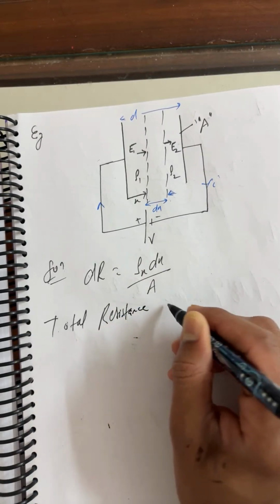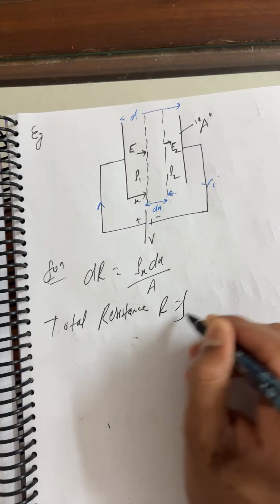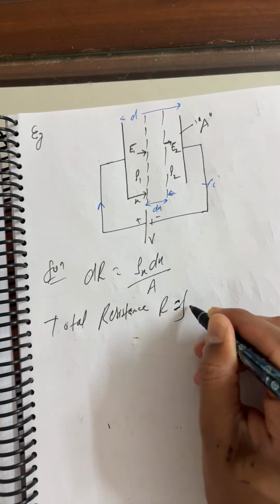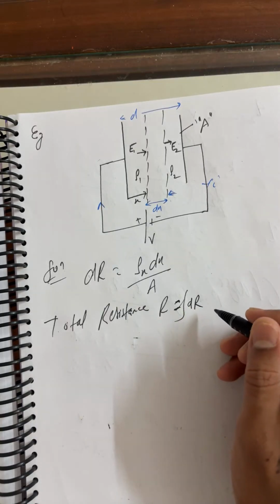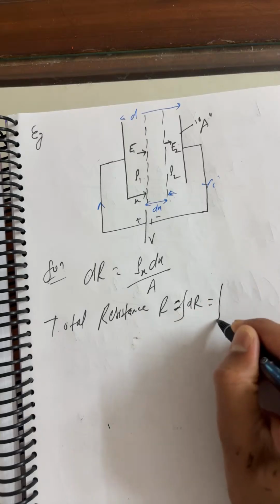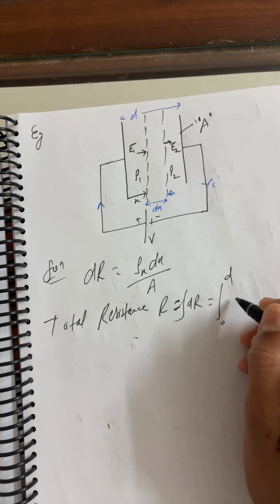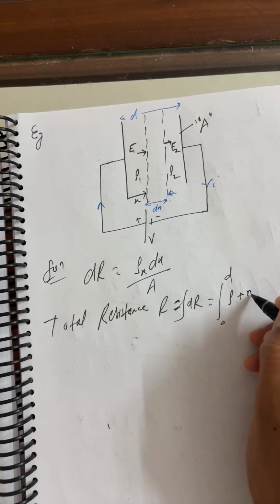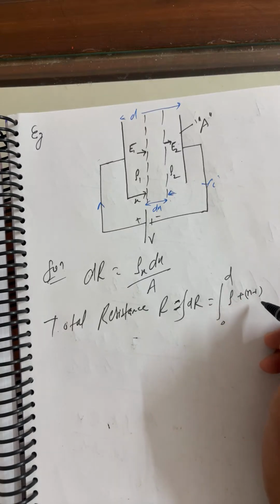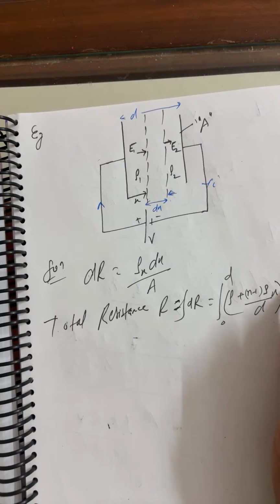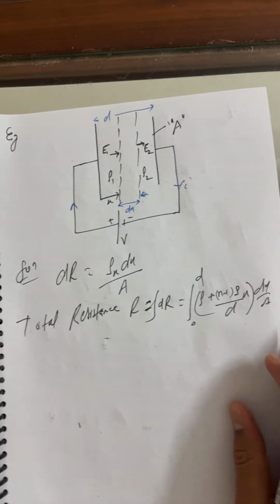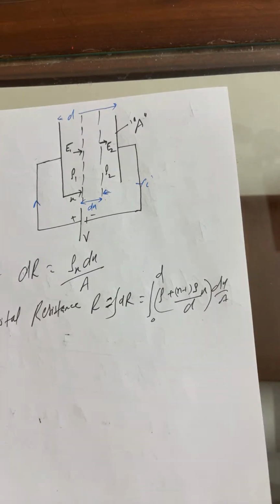Total resistance, that is R, is equal to the integral of dR. So the limit is 0 to d, ρ plus (n minus 1) into ρ upon d into x, dx by A.